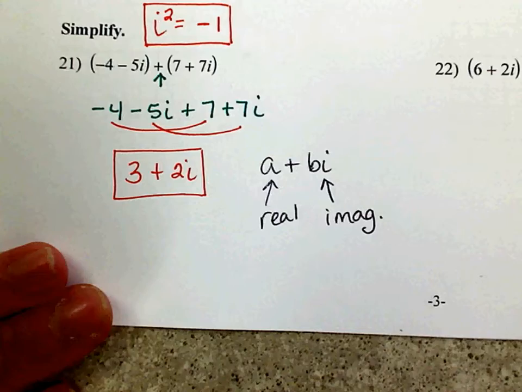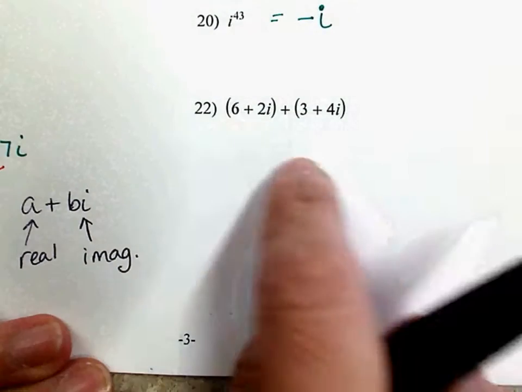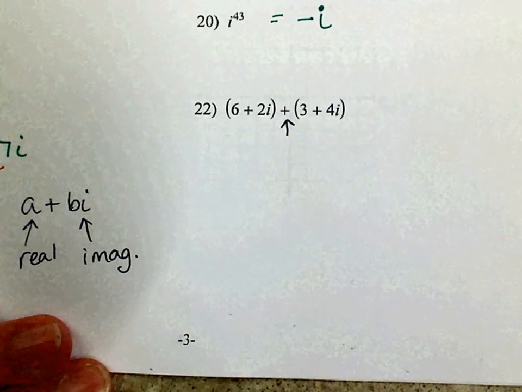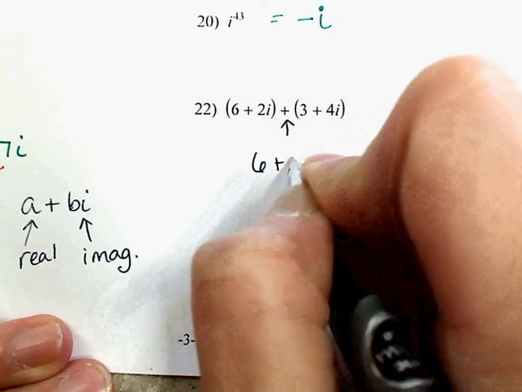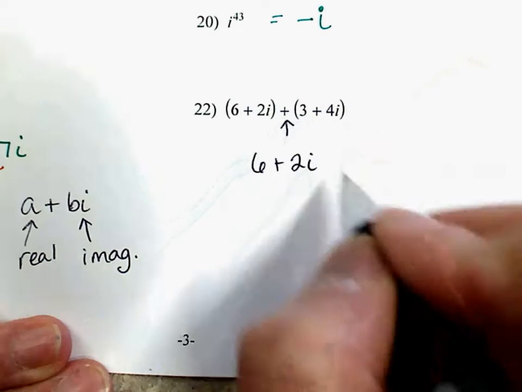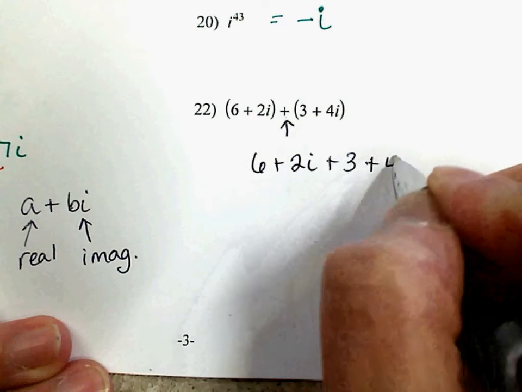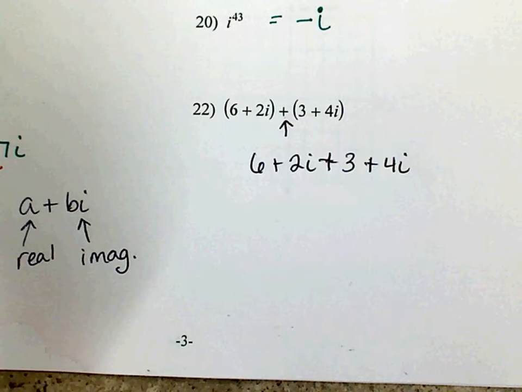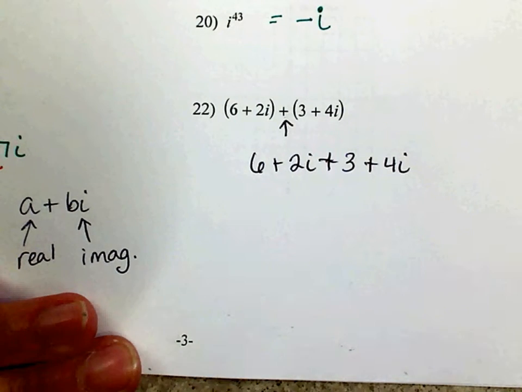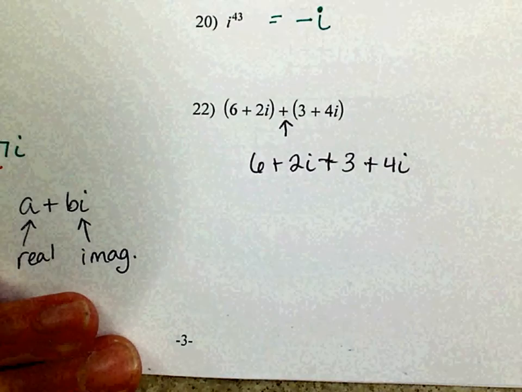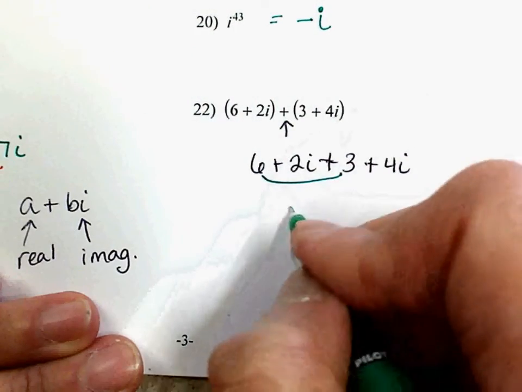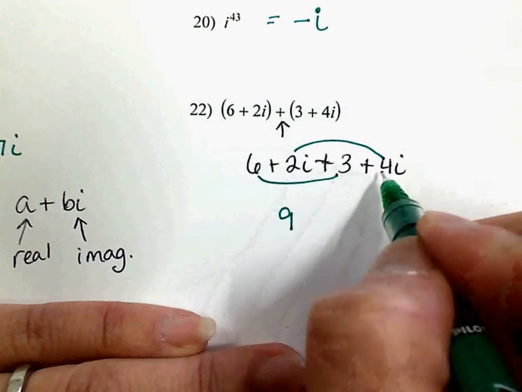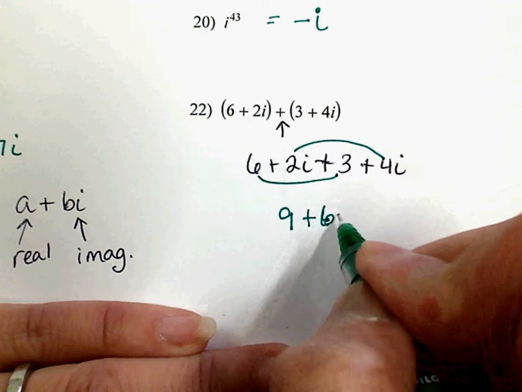Number 22. All right. Am I going to multiply 6 times all of that? No, because you have what right there? A plus. So 6 plus 2i, see how there's a plus? Plus 3 plus 4i. So basically you're taking away the parentheses. Now what do you guys see that are the same? 6 and 3. So what is 6 plus 3? 9. And then what do you see? 2i plus 4i is +6i. Good job.